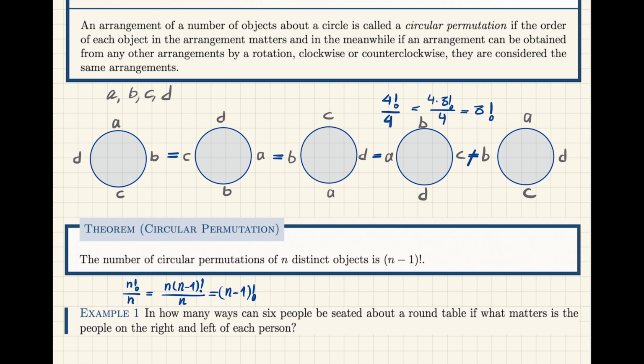I told you that just this table or whatever is circle can be imaginary. Whenever you are interested in a permutation in which not only the order matters, of course, but if in one permutation each person has the same neighbors, then these two permutations are considered to be the same. If this is the case, then you are facing a circular permutation.